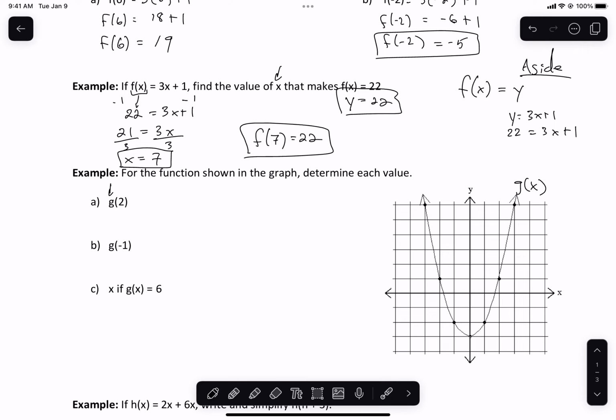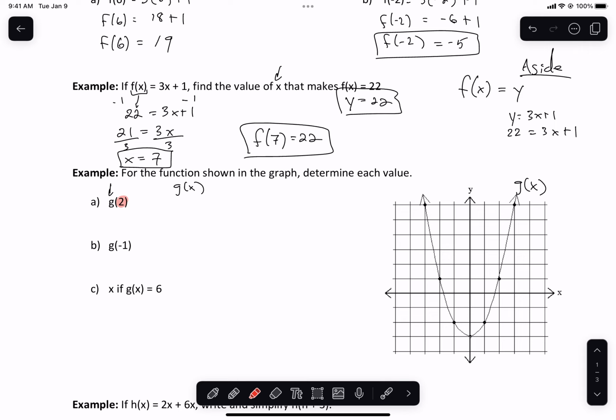So there's your graph of g of x, and what's question A asking me for? Remember, g of x is the function. So what's been replaced in my function notation? Kiera? The x. So if I'm given the x, what's the only other thing that I'd be looking for? The y that corresponds with that x. Does that make sense?